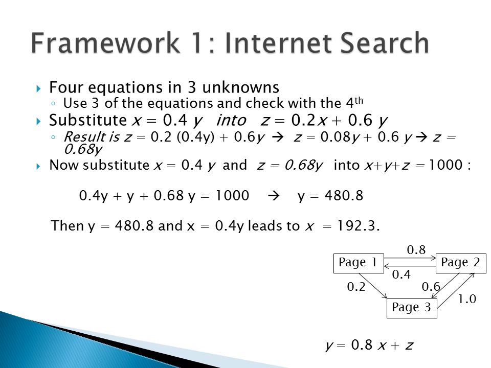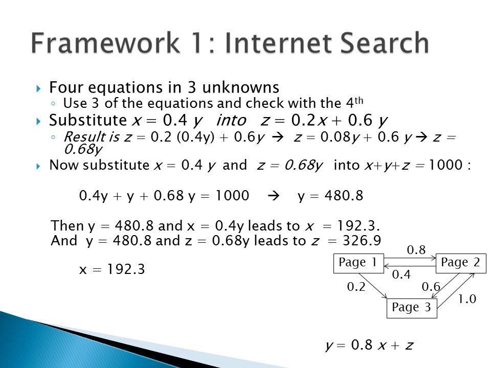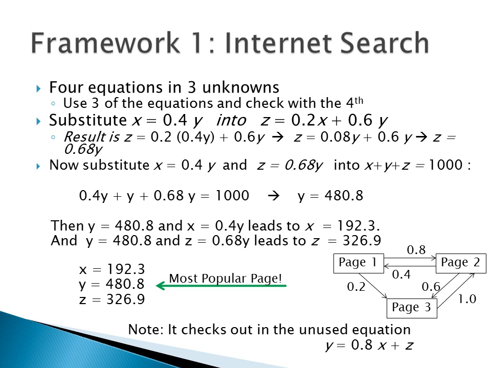Then if you let y equal 480.8 and x equals 0.4y, remember that gives us x is 192.3, and then we plug in the 480.8 to the 0.68y, and we get z is 326.9. And notice that means that page 2 is our most popular page, the one where the largest number of bots congregates during equilibrium. So there's our solution. There's our most popular page. And now we can check it out by plugging it into the unused equation. This solution actually does work.